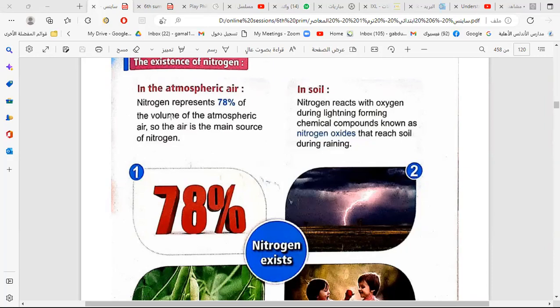Lightning happened yesterday. During lightning, which is a very strong electric energy, a combination happens between oxygen and the nitrogen in the air. So it makes nitrogen oxide, which reaches the soil during rain. With the rainwater, the nitrogen oxide goes to the soil. Okay.